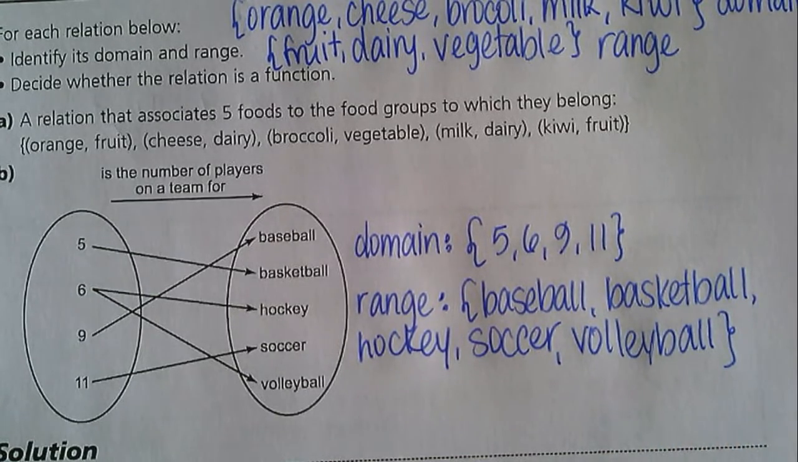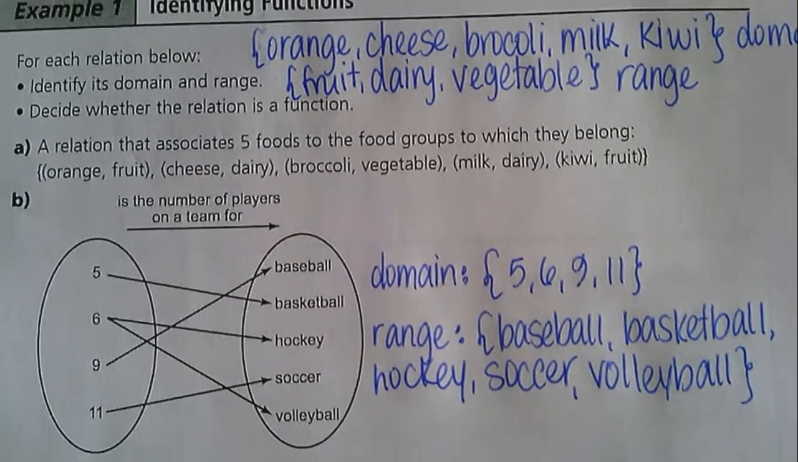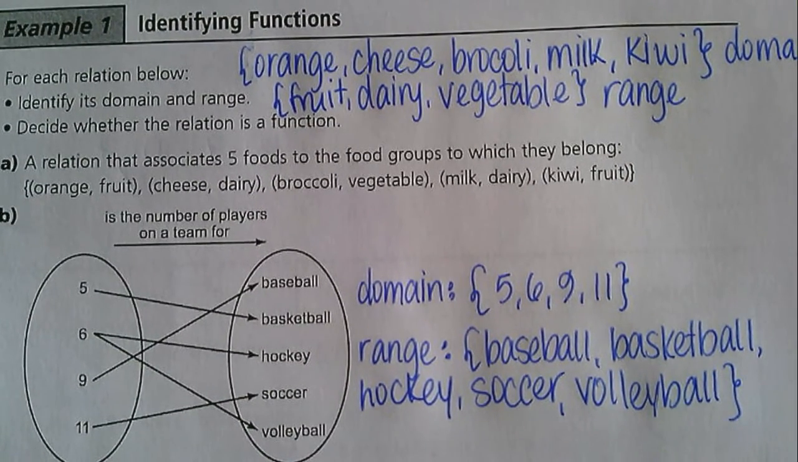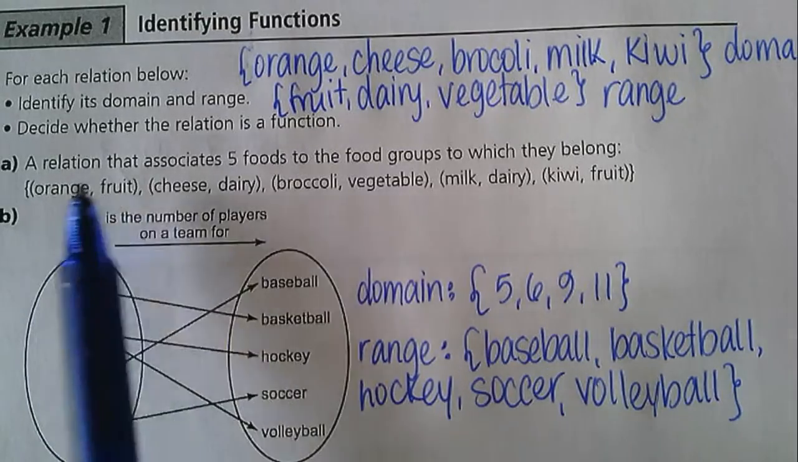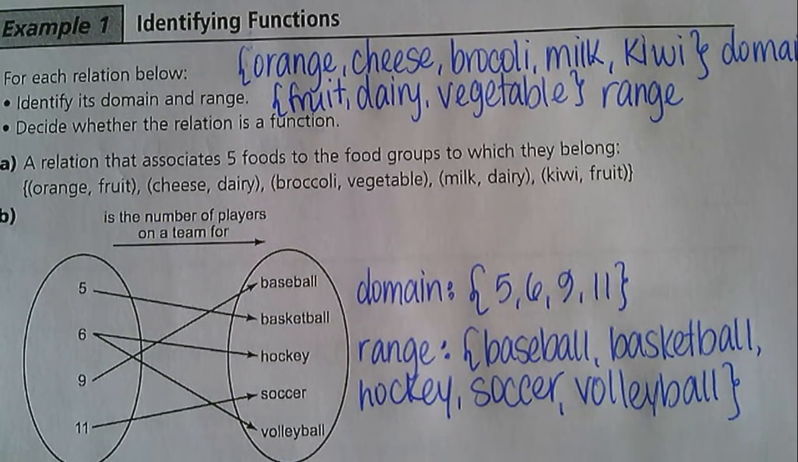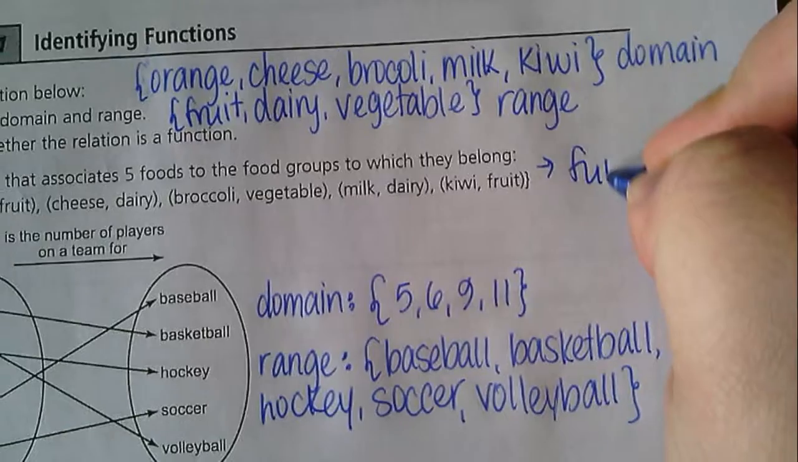Now, the second really important piece of information that I needed to do for each of these is decide whether the relation is a function. So the main part that I'm going to be looking at is the domain. I want to make sure that the domain is not repeated in any of the examples. So if I take a look at the first one, I have orange, cheese, broccoli, milk, kiwi. You'll notice that the domain is not repeated, so example A would be a function.